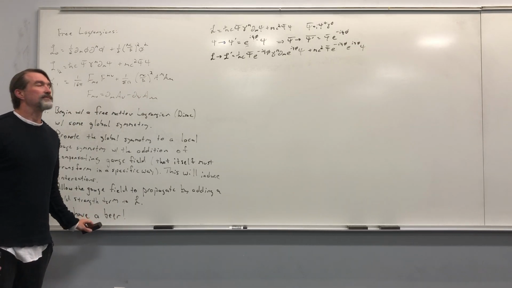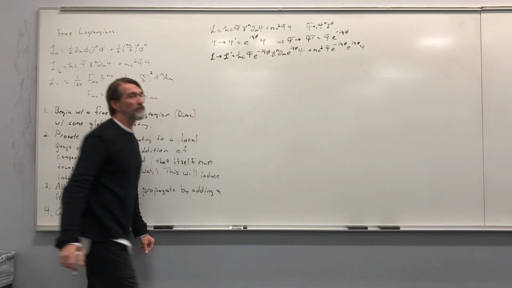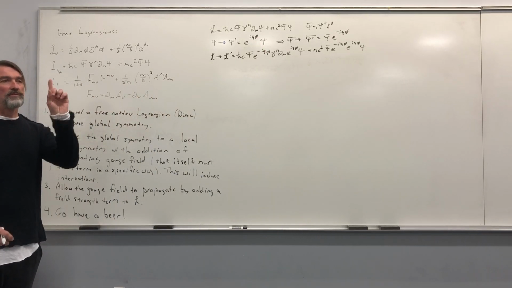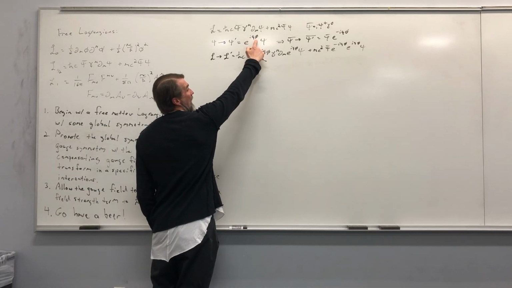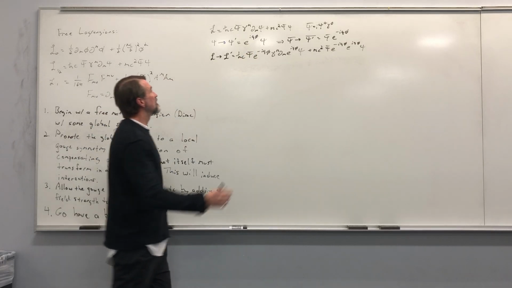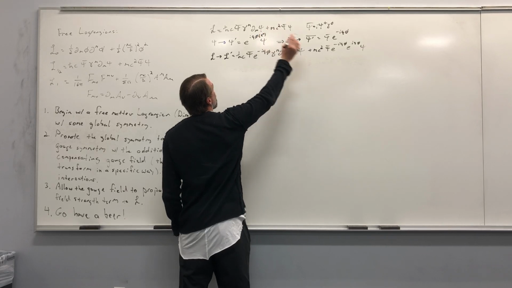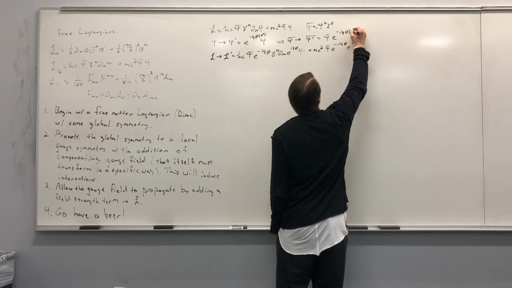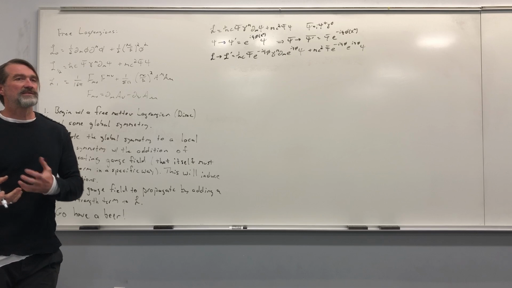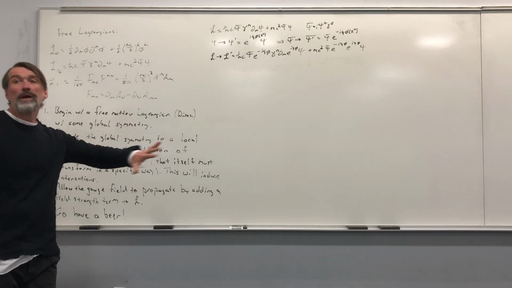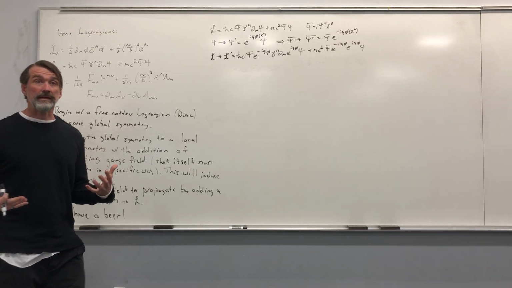Simple story. Now we want to localize it. And in order to localize it, we just change one small part of this story. We let the phi no longer be constant. We let phi depend on where you are. That is, instead of phi being a constant, phi can be a function that depends on where in space-time you are. That is a local symmetry.